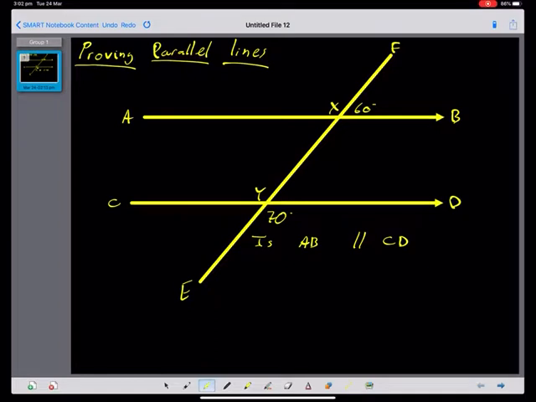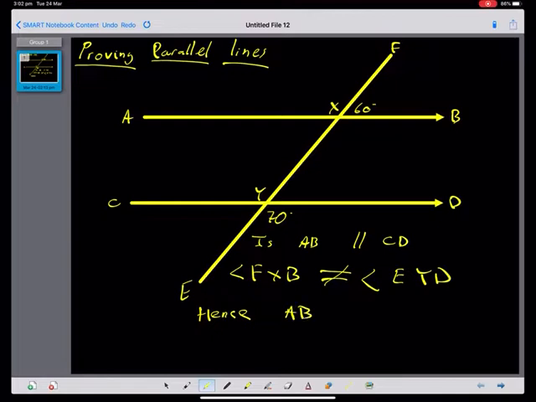We can write the angle FXB is not equal to angle EYD. Hence, AB is not parallel to CD. In order to have parallel lines, we need to have corresponding angles. And because angle FXB is not equal to angle EYD, i.e. they're not corresponding, the lines are not parallel.